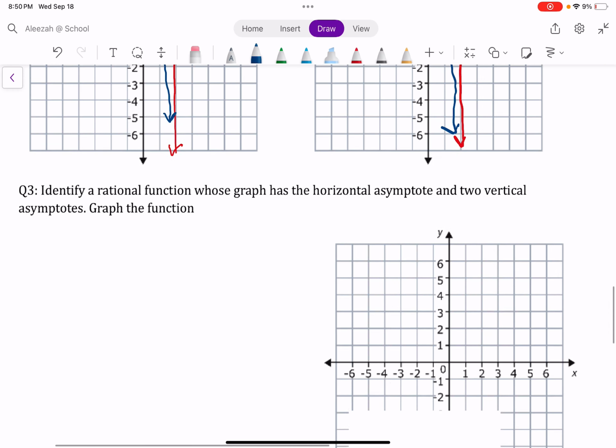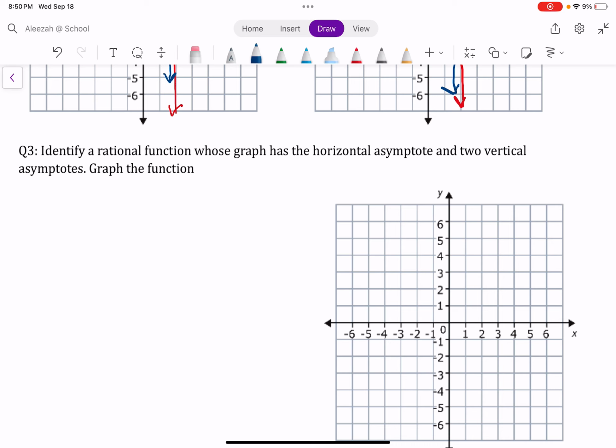Okay. The next question, which is the last question, is: identify the rational function whose graph has a horizontal asymptote and 2 vertical asymptotes. Graph the function. Here you have to just use that information to graph a function, right? It is saying it has 2 vertical asymptotes, right? And I told you the vertical asymptotes are at the restrictions, so we can just make up our function. It can be any function.